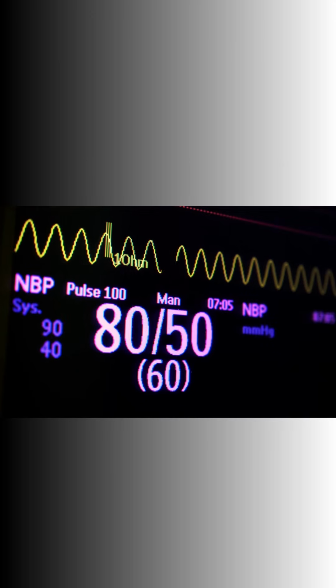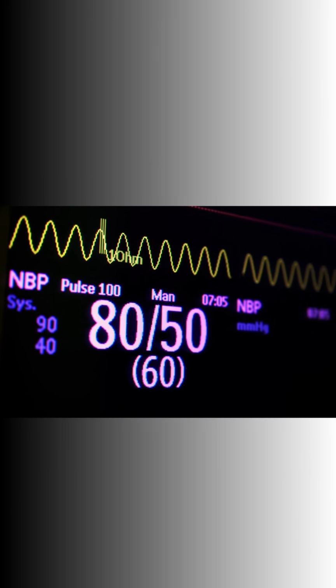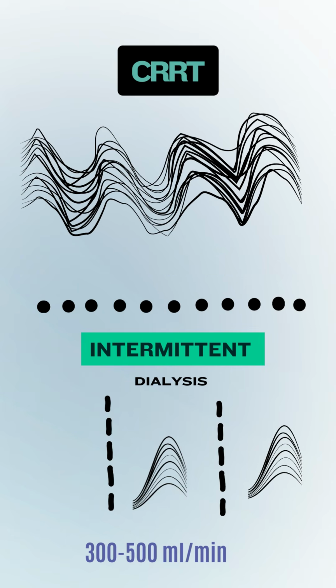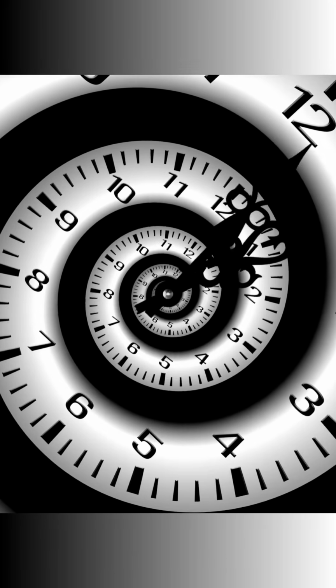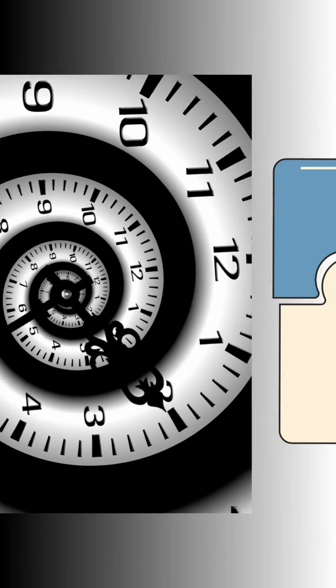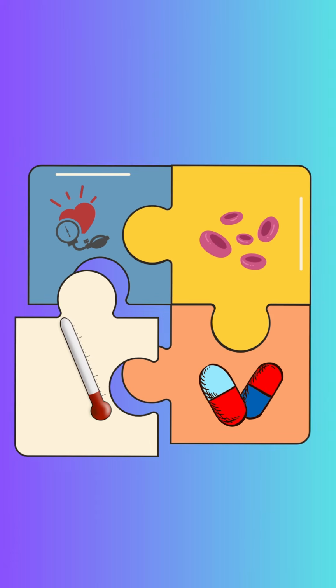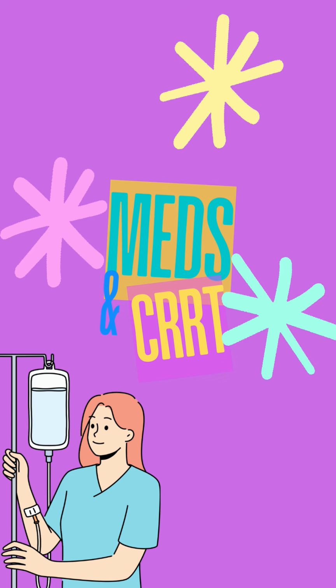CRRT is preferred to intermittent hemodialysis when patients are hemodynamically unstable because CRRT filters blood at about half the rate of intermittent hemodialysis. CRRT is continuous. Ideally, it runs 24/7 without interruption, which means all other aspects of your patient's care will be affected. Let's start with medications and CRRT.